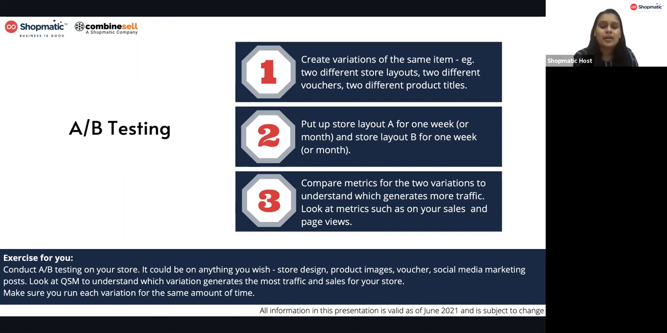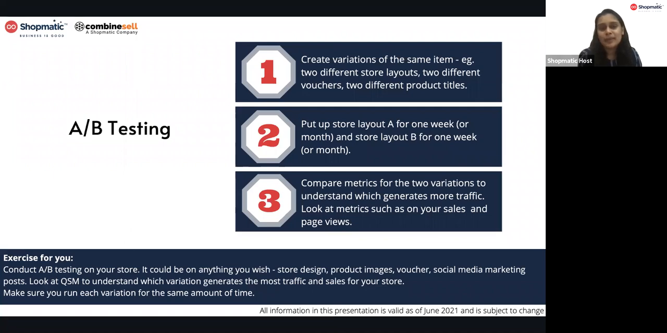Then you'd want to compare the metrics for the 2 variations to understand which generates more traffic and which generates more sales. So you'd want to look at your sales revenue and your page views, and you can do that through QSM as I showed before. And you can change the time period to align with when you had the store layout A and the store layout B on. So this is an exercise for you.